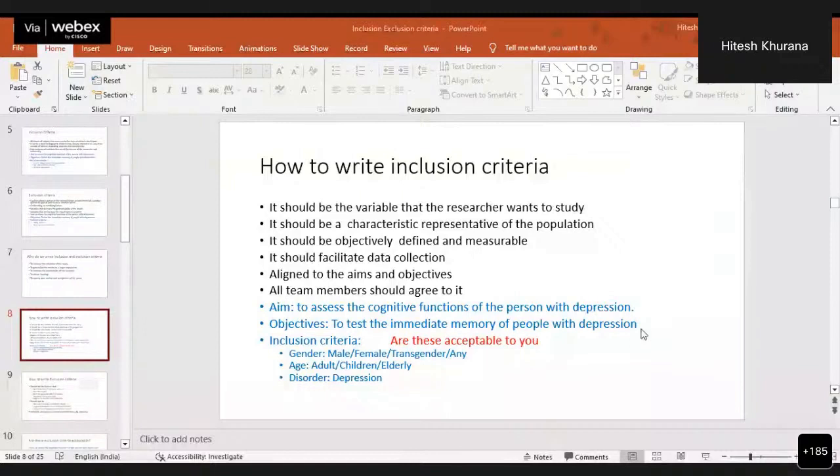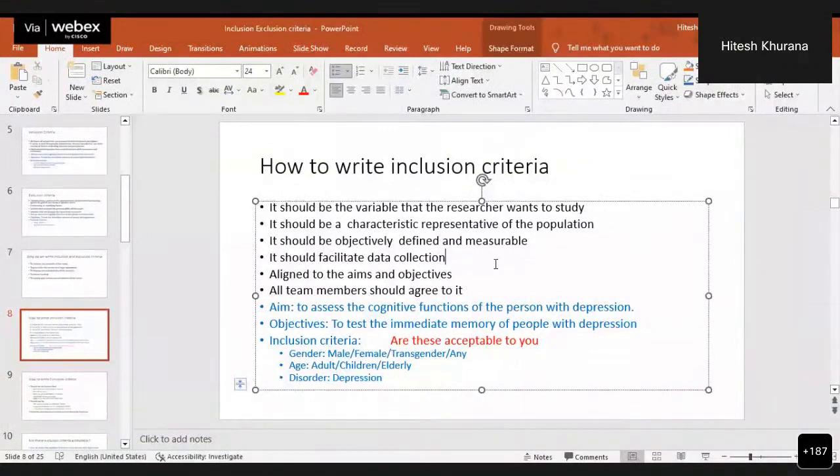Now, if you see this particular criteria, what my criteria should be: objective and well defined. If we talk about the gender, whether it is male, female, any gender, this is quite objective and we don't have any confusion about this. In case we want to select a male or female, we can select very easily, just by inspection. And age, let's say if I say adult, or if I say elderly, do you have any problem about this?